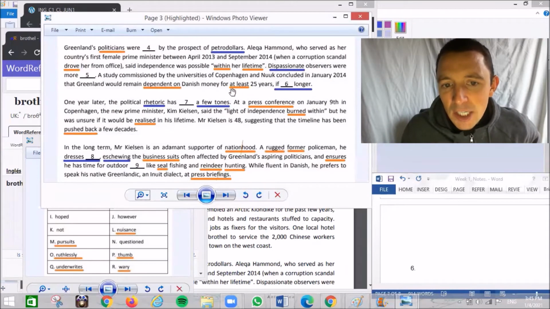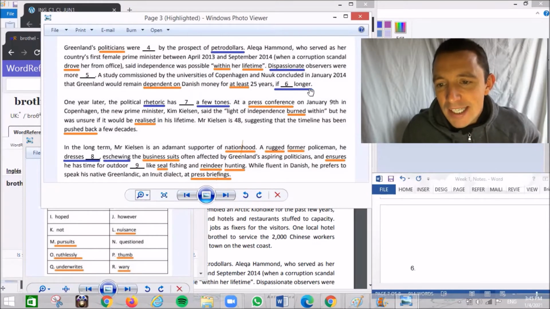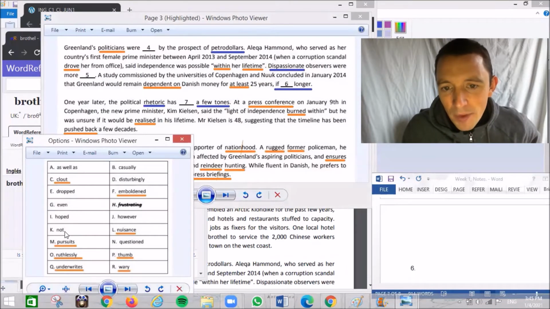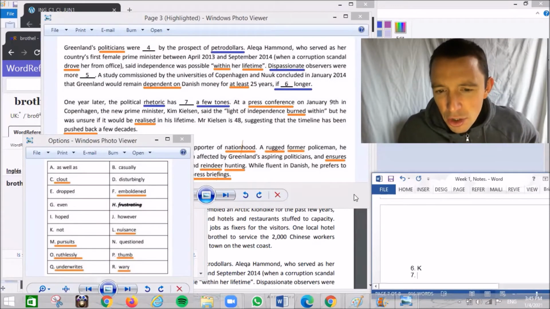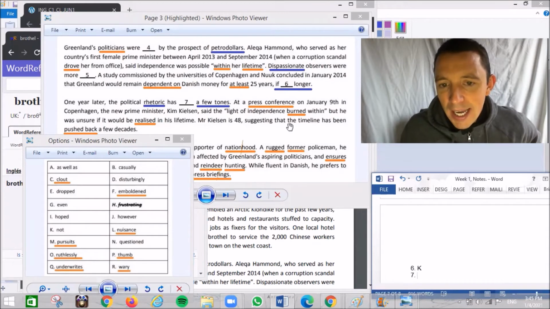Okay, Danish money for at least, almenos, 25 years, if not longer. And this is the key because it's an expression, and without a doubt, it is K, if not longer. Okay, definitely it's K. So not too difficult at the moment, I don't think. So 6 is definitely that expression, if not longer.